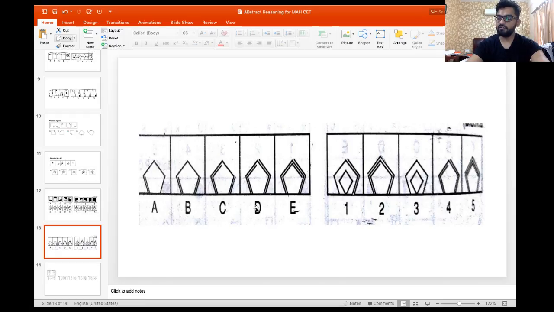Someone is saying that my screen is buffering. What about others? Can you guys see my screen? Can you guys hear me fine?